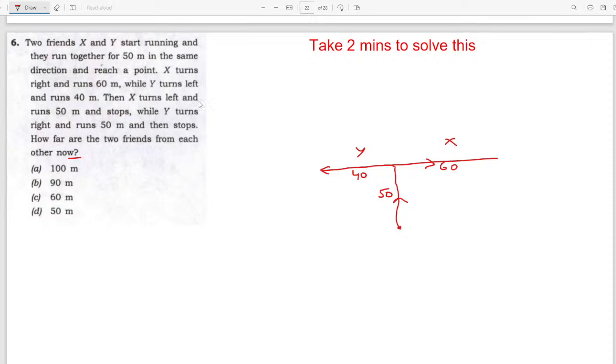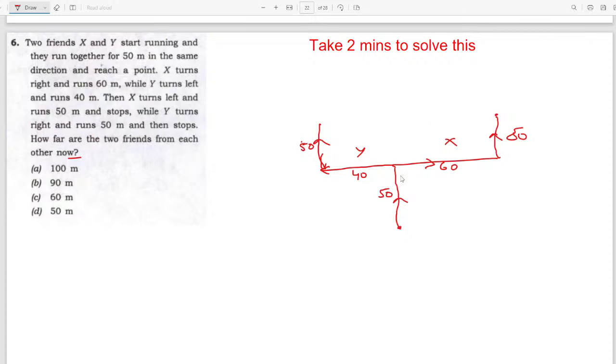Then X turns left and runs 50 meters and stops. He stops here and Y turns right. This is Y. Y turns right and travels 50 meters. And travels 50 meters again. This is 50 meters.